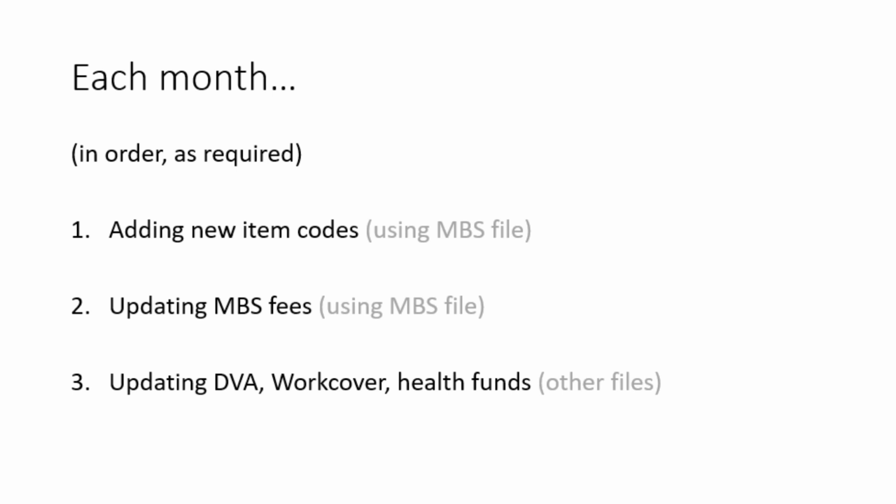So step 1, adding new item codes. Do you need to add any new service items this month? These are the service items that you've never billed before at your practice. Medicare has a vast number of service items, but to make things simpler and faster, your practice has only loaded the items that are actually used here. You'll use the MBS file you downloaded to load new service items of your choice. Most of the time, you don't need any new items loaded, so you can skip this step.